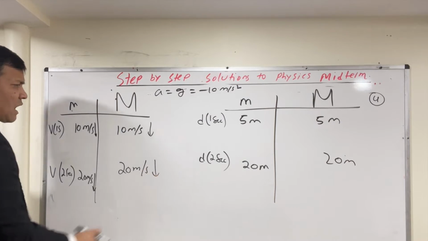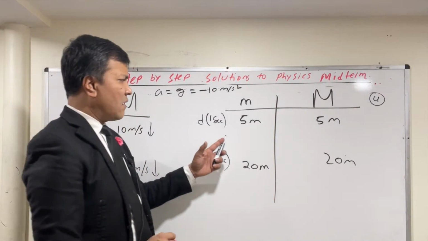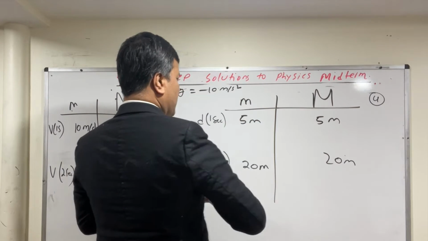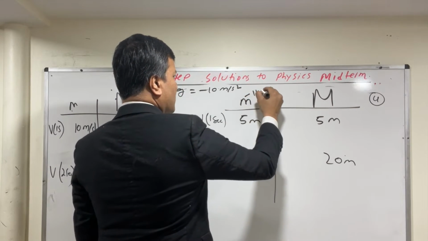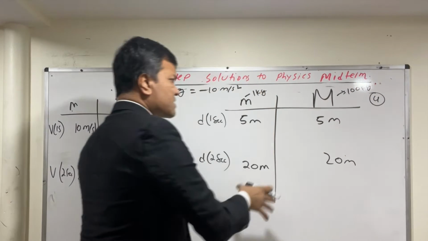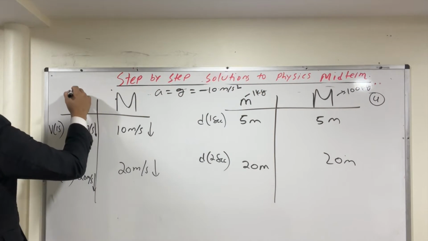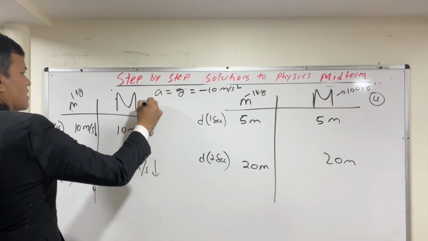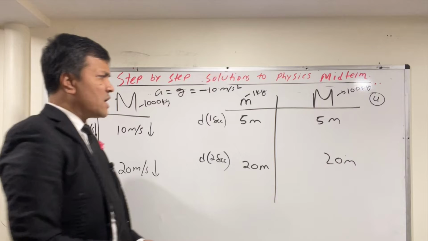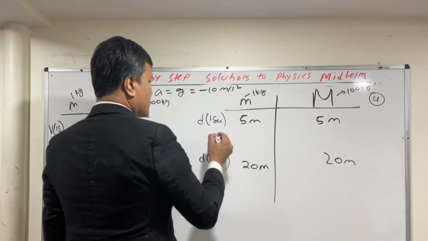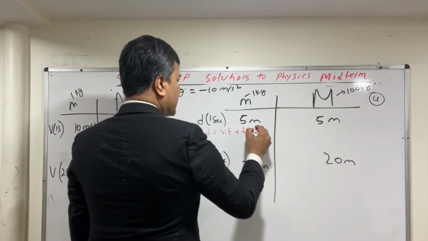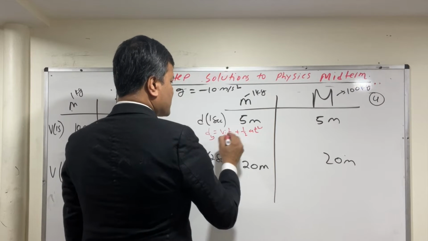Now you probably think, what if you make this mass smaller and this mass even bigger? If this could be 1 kilogram and this could be 100 kilograms, still this is going to be the same. This could be 1 kilogram and this could be 1000 kilograms, and this is still going to be the same. Why is that? Because d is equal to v_i t plus half a t squared, in the y direction, of course.